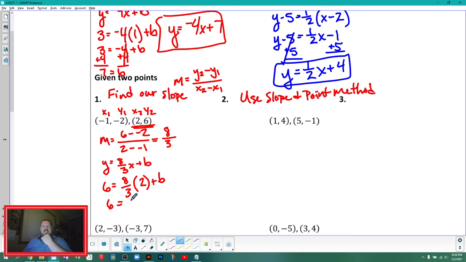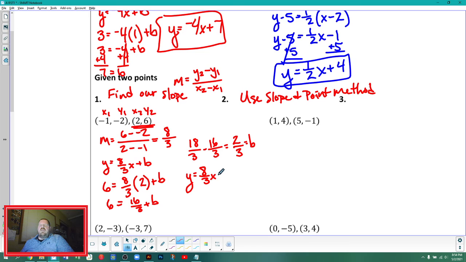6 equals, let's say, 16 over 3 plus b, and I want to subtract 16 over 3. 6 happens to be 18 over 3, so we're going to subtract 16 over 3, and we're going to get 2/3. So that's what b is equal to. I'm just going to write that over there because I was running out of room and I had to do common denominators, all that good stuff. And so now I have everything I need. I know that y equals 8/3 times x plus 2/3. And there we go.